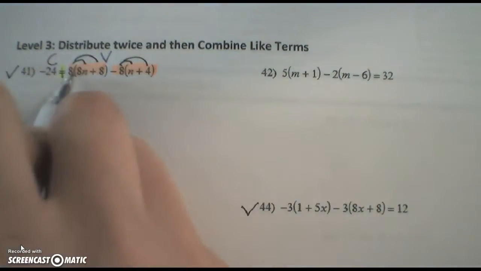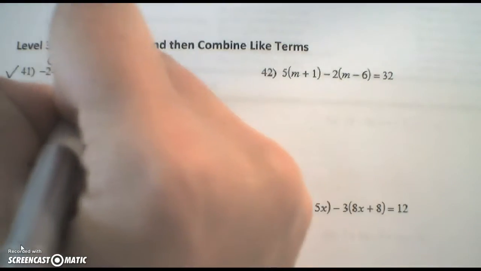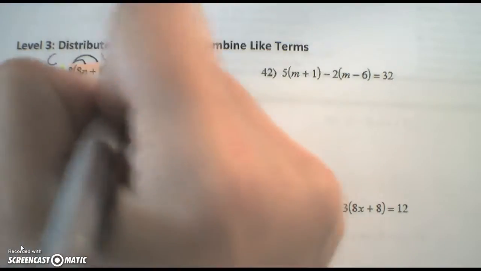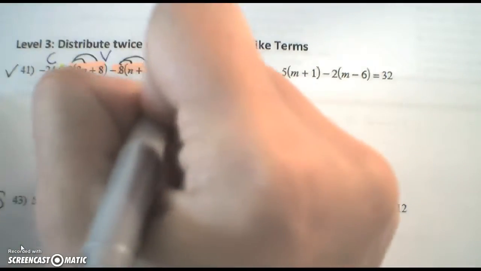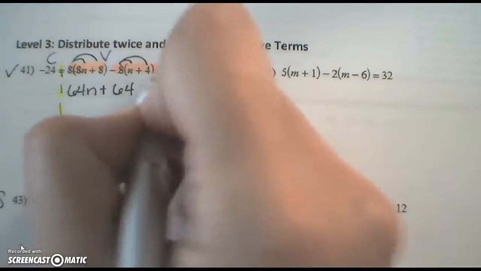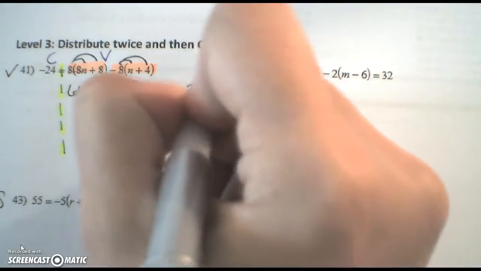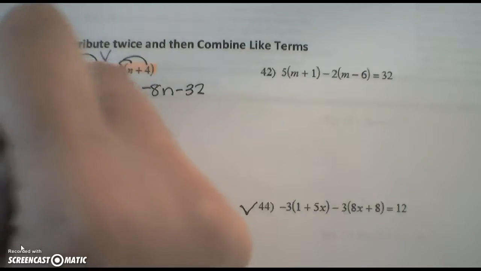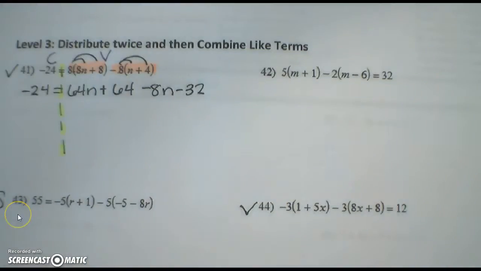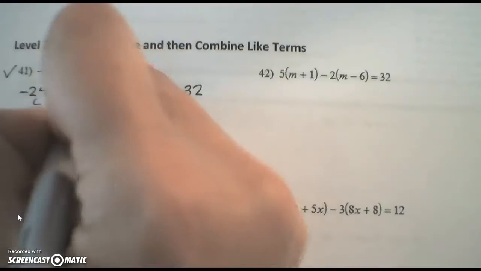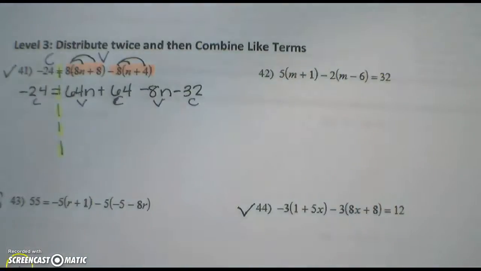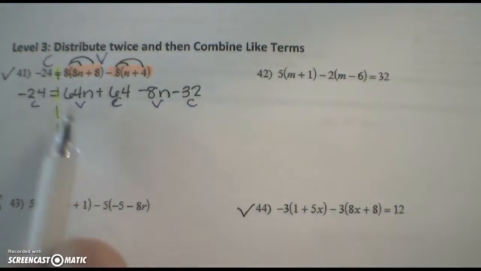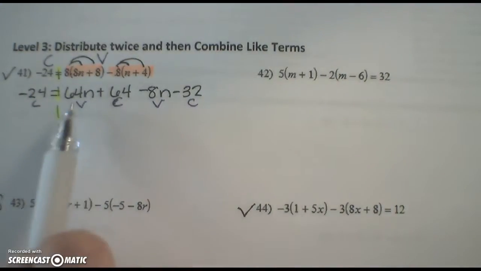So we've got 8 times 8, 64n, plus 8 times 8, 64, and then negative 8 times n, negative 8n, and negative 8 times 4, negative 32. And then we're going to label. So we've got constant, variable, constant, variable, constant. All right, so be careful with your signs as you're doing that distributing.